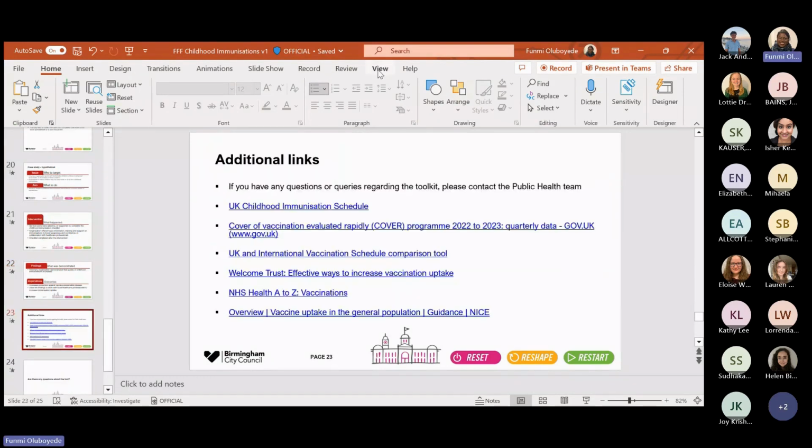The final slide just looks at the additional links and useful information. So you've got the UK childhood immunisation schedule. You've got cover data, which tells you what the uptake is for vaccinations. And you've got those other useful links listed there.